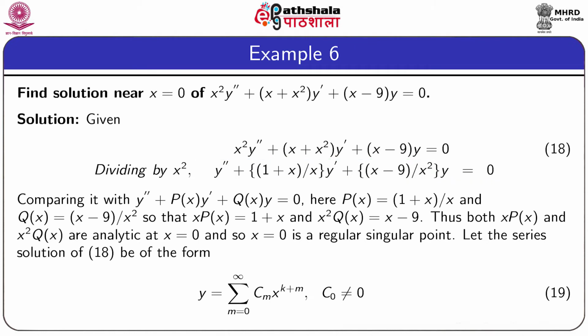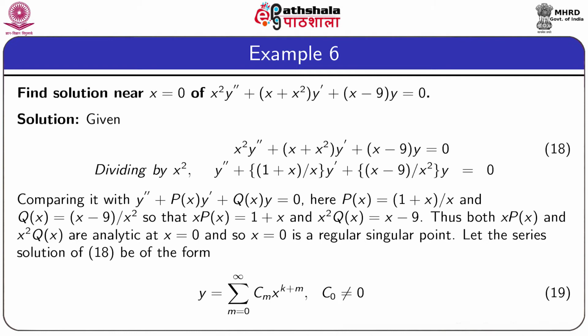And if we compare this with the equation y double dash plus p(x) into y dash plus q(x) into y equal to 0, we will get p(x) equal to (1 plus x) by x and q(x) equal to (x minus 9) by x square, so that x p(x) is equal to 1 plus x and x square q(x) equal to x minus 9, which shows that both x p(x) and x square q(x) are analytic at the point x equal to 0, and hence we conclude that x equal to 0 is a regular singular point.